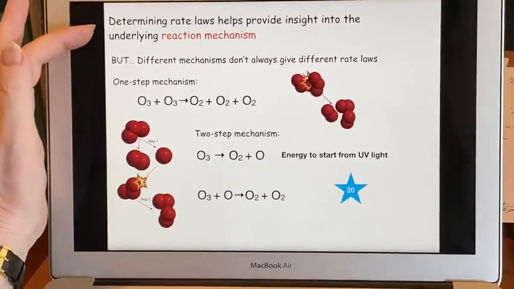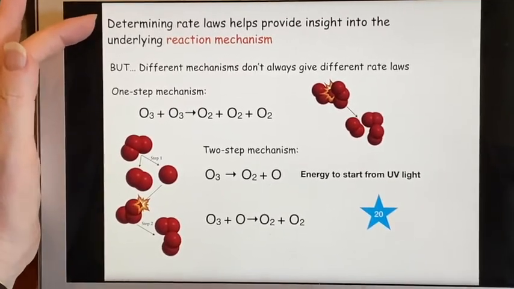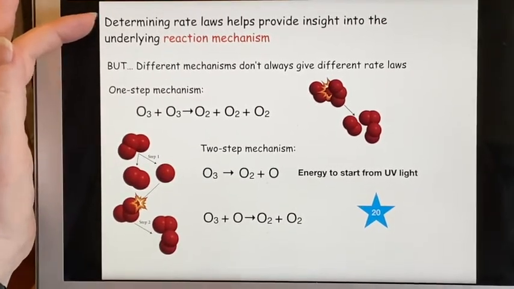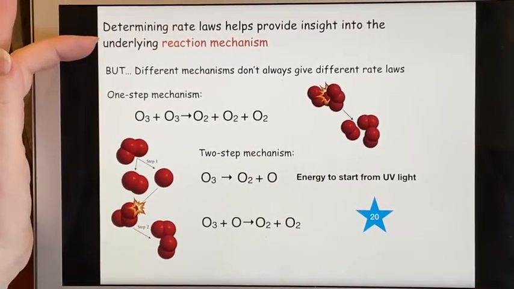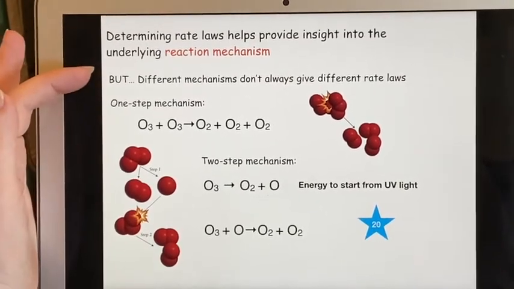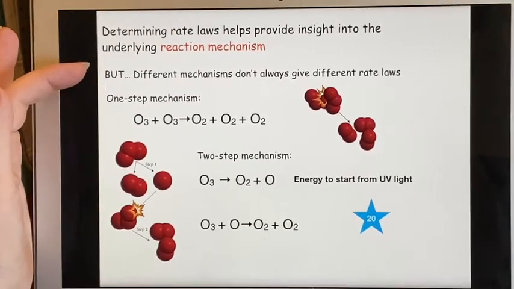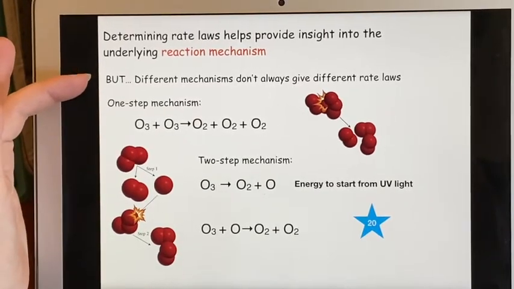After we've gone and experimentally determined what a rate law is, that will help us try to figure out what the actual reaction mechanism is. But just because you've come up with a mechanism doesn't mean that it's the right one. Different mechanisms can give the same rate law.